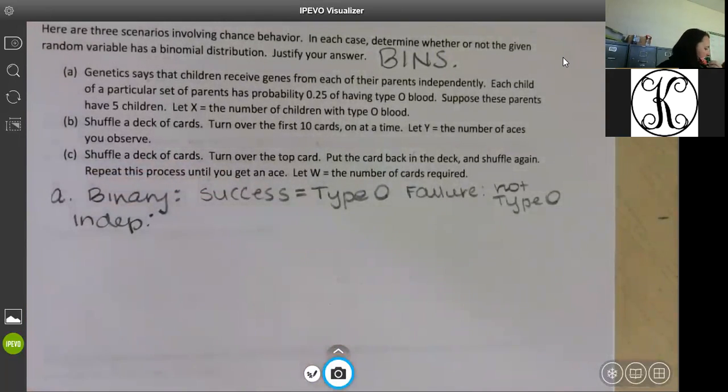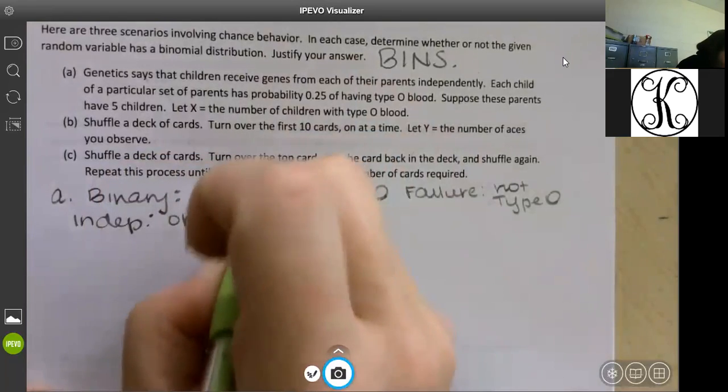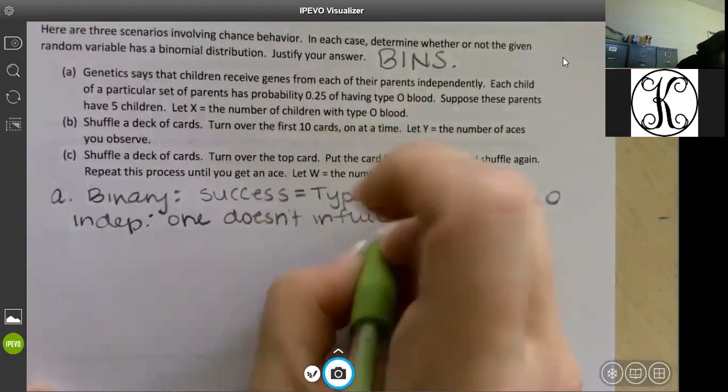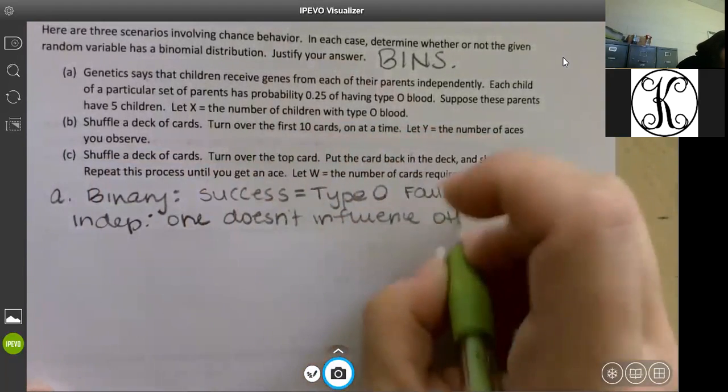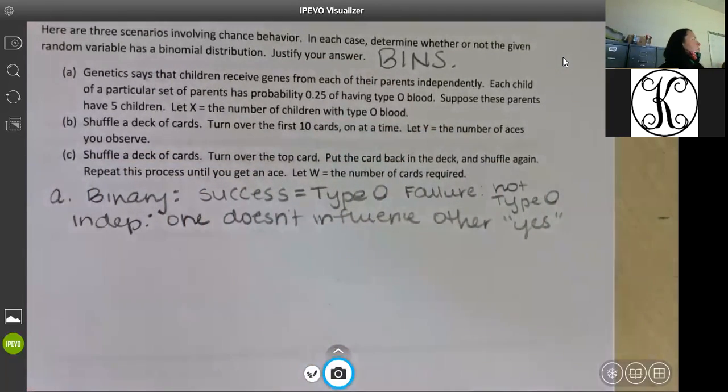The next one is independent. Are these independent? Does one kid having type O determine what the other kid's going to have? No. So one doesn't influence the other. So on this, a lot of times, all you're going to put is whether it's yes or no. You can write it out if you want to, but you don't have to. You're just checking to see yes or no, is it independent?